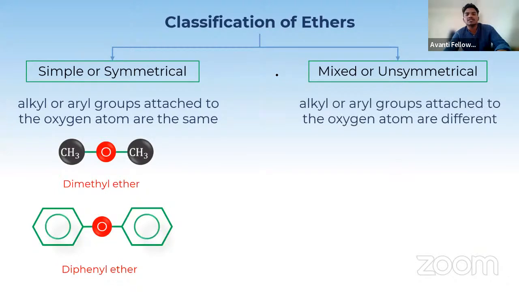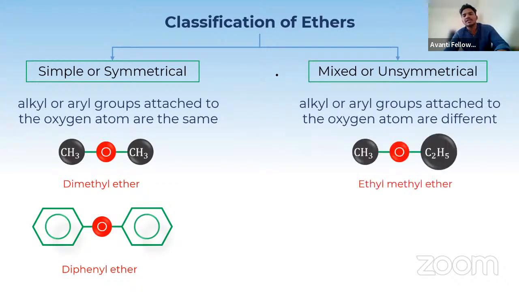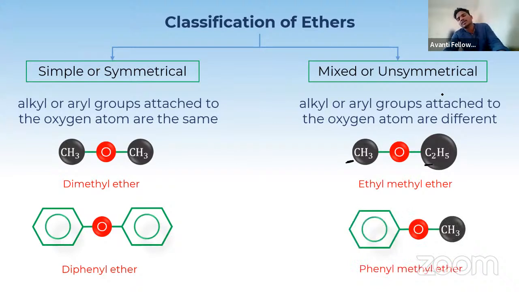Next one, mixed or unsymmetrical: the alkyl or aryl groups attached to the oxygen atom are different. Now you can see ethyl methyl ether. Here the number of carbons attached on either side of the oxygen is different. Here we have one carbon, here we have two. So these are unsymmetrical ethers. This is also called ethyl methyl ether or ethoxymethane. Then phenyl methyl ether, where phenyl and methyl are attached on the two sides of oxygen.